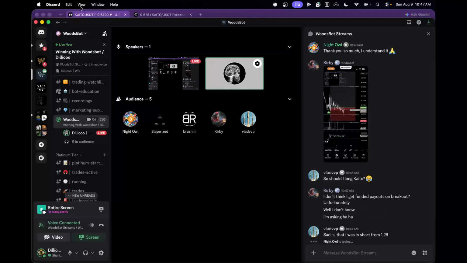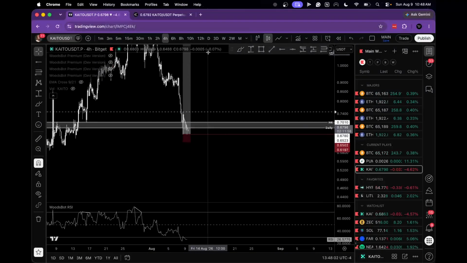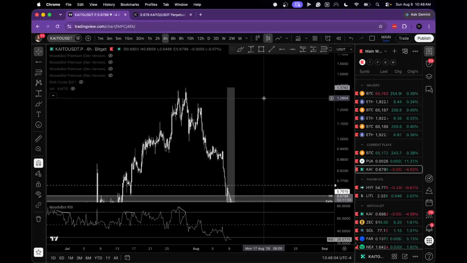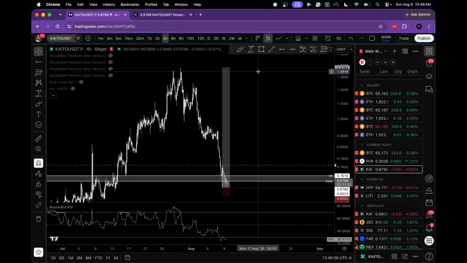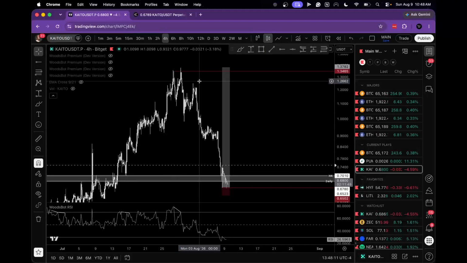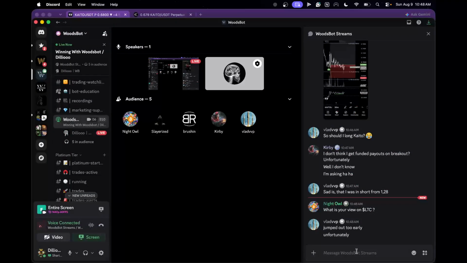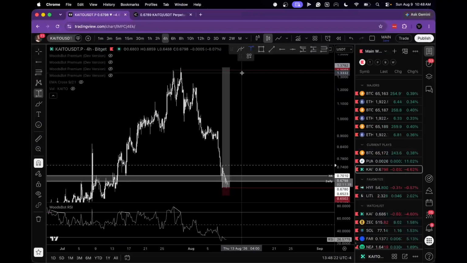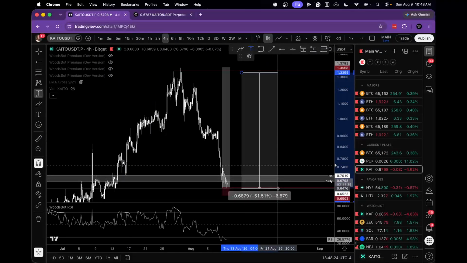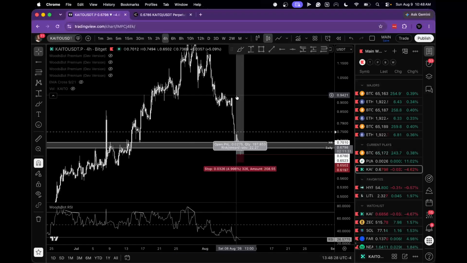Short from 128. Oh, what the fuck? Wow. Did you catch a nice short at least? That's crazy. Damn. Yeah. But it's also impossible to know that a coin is just going to dump 50%. Like, that's crazy. Since the end of July. Yeah, that's mental.